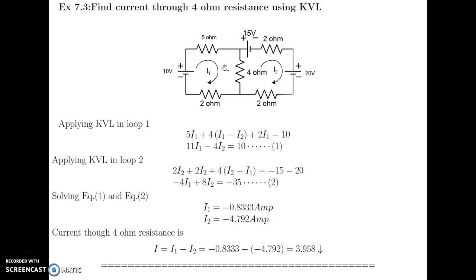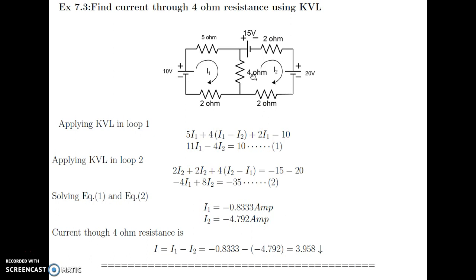You can also write these equations directly. I1 is in this loop, so 5 plus 4 plus 2, that is 11 I1. And take the other currents depending upon the direction. I1 is in this direction, I2 is in this direction, so for the 4 ohm we take minus 4 I2. Why am I taking minus? Because I2 is in the opposite direction to I1. So minus 4 I2 is equal to 10, the voltage source starting from plus to minus, taken as 10.